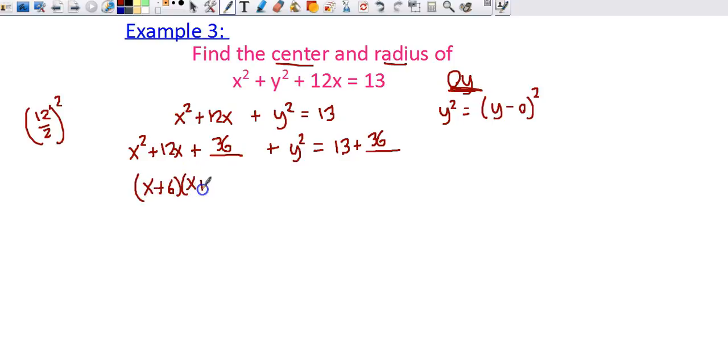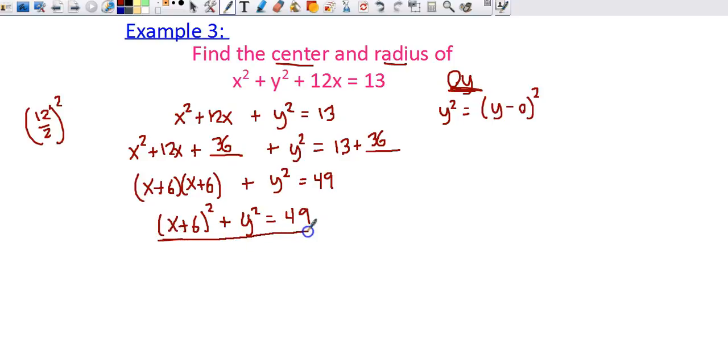You're probably going to get tired of writing this twice. So if you know it's going to be written twice, you can skip this step and just go straight to x plus 6 squared. These are going to add to 49. I don't have a number for y, so we're going to get our equation. That's not our answer though, because this question actually asks what is the center and what is the radius.